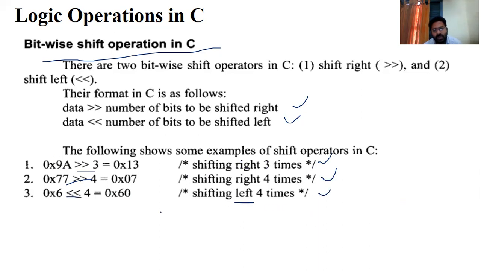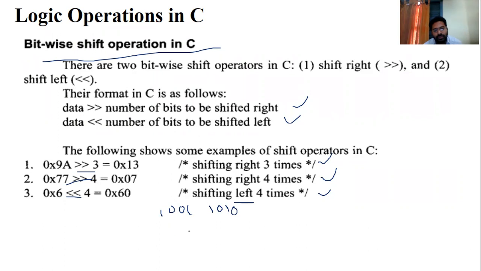Shift right. For suppose, what is the meaning of 9? 1 0 0 1, it is the 9. Then what is the A? It is 10. So A means 10. So 1 0 1 0 is the 10.